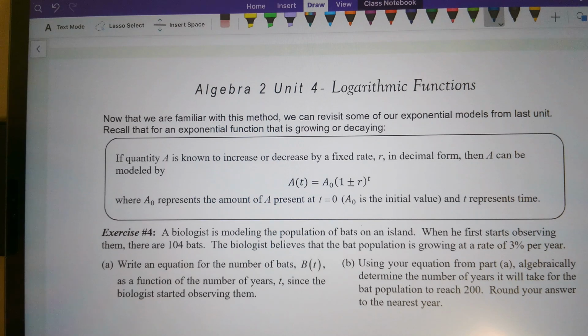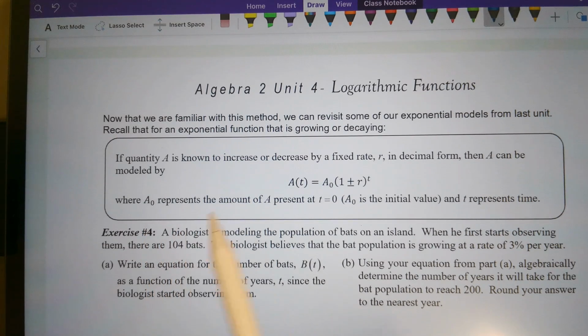On our next page. So now that we're familiar with this method, we can revisit some of our exponential models from last unit. Recall our exponential functions that are growth and decay. If a quantity, capital A, is known to increase or decrease by a fixed rate r, lowercase r, in decimal form, then capital A can be modeled by A of t equals A sub 0 times 1 plus r to the t for growth, 1 minus r to the t for decay.